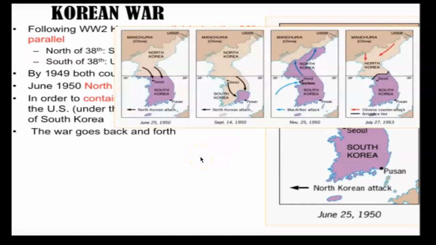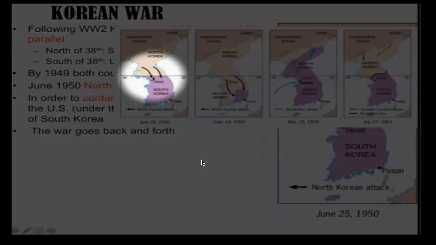And for the first year, the war would go back and forth. The North would invade. We come to the aid of South Korea. They make it as far as Busan in extreme southern South Korea. And then the South Koreans, along with the help of the United States at Incheon, push the North Koreans back almost to the border with China, which is what we were always afraid of.